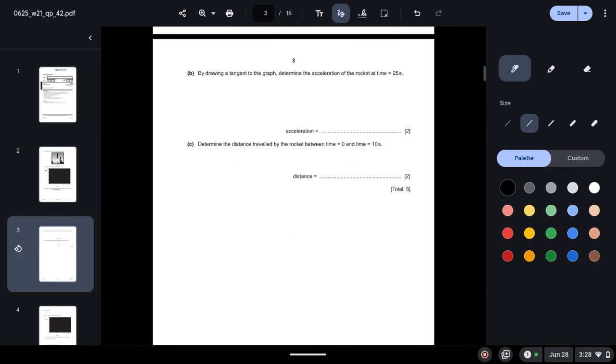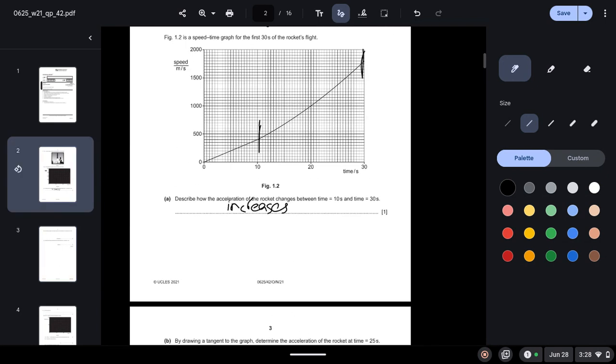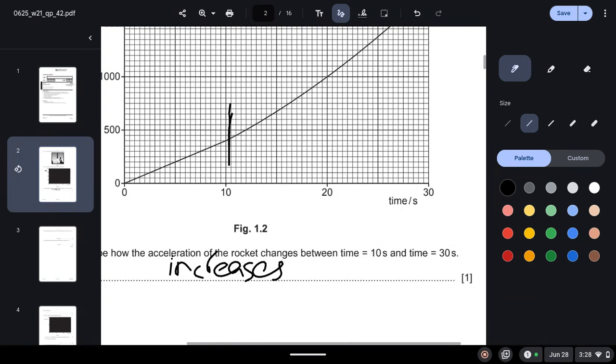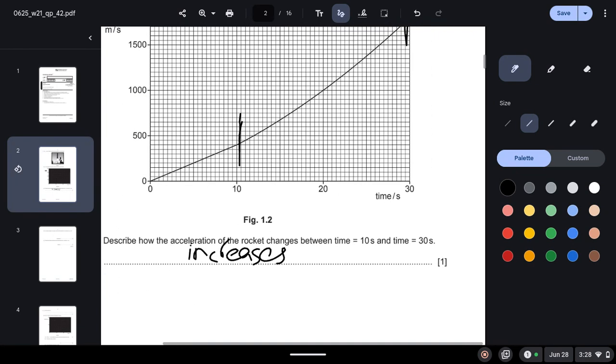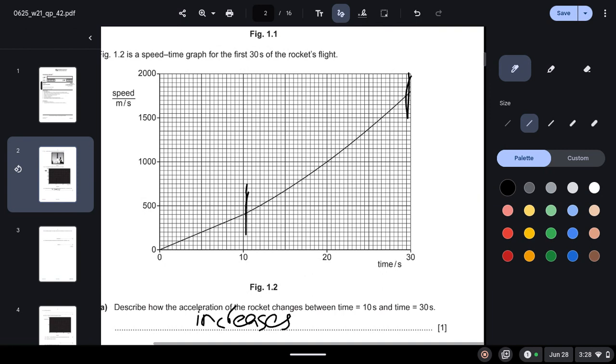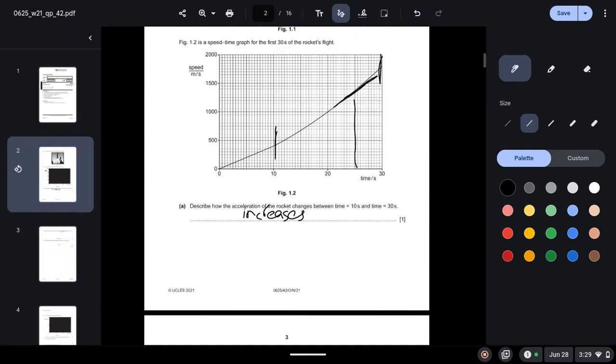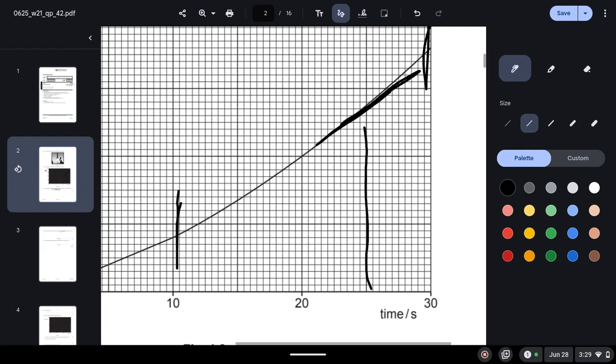By drawing a tangent to the graph, determine the acceleration of the rocket at time 25 seconds. So at time 25 seconds, we will go and draw a tangent. So at this point, we will draw a tangent and we can take any 2 points from the tangent to calculate the acceleration. So you can take any 2 points.